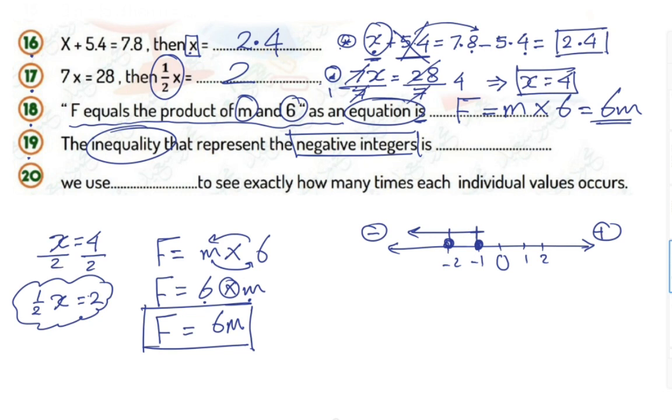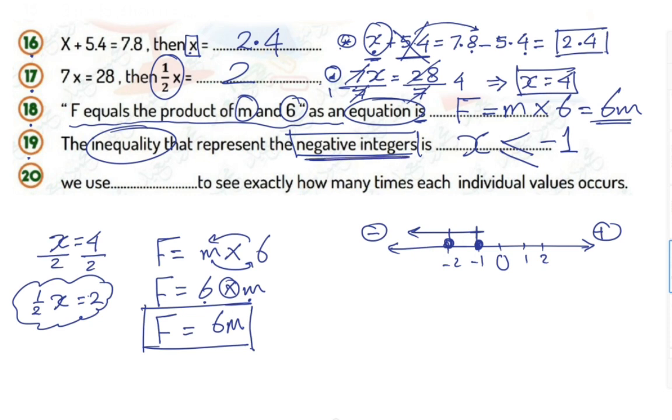inequality. So any number will be x, less than or greater than -1, of course less than -1. But is -1 a correct solution or not? Note with me, -1 is included, so I need to put the equal sign. So x less than or equal to -1 represents the negative integers.